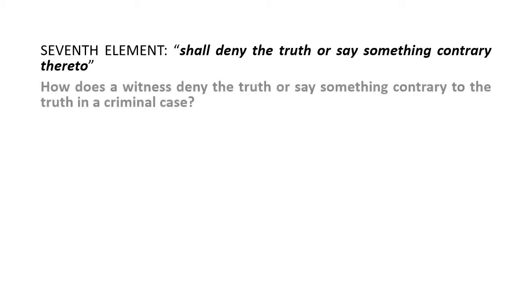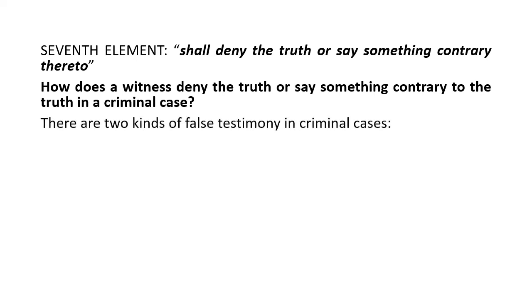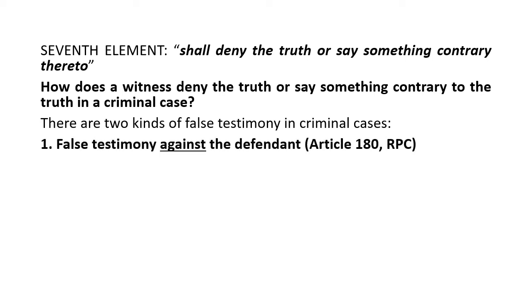Let's go to the seventh element, the phrase shall deny the truth or say something contrary thereto. How does a witness deny the truth or say something contrary to the truth in a criminal case? There are two kinds of false testimony in criminal cases. The first kind is the crime of false testimony against the defendant. This is found in Article 180 of the Revised Penal Code.